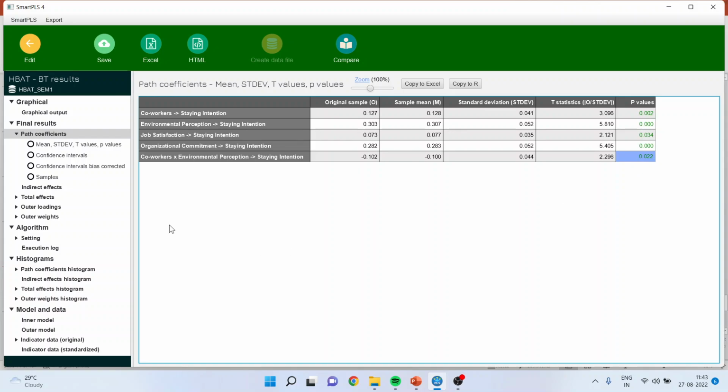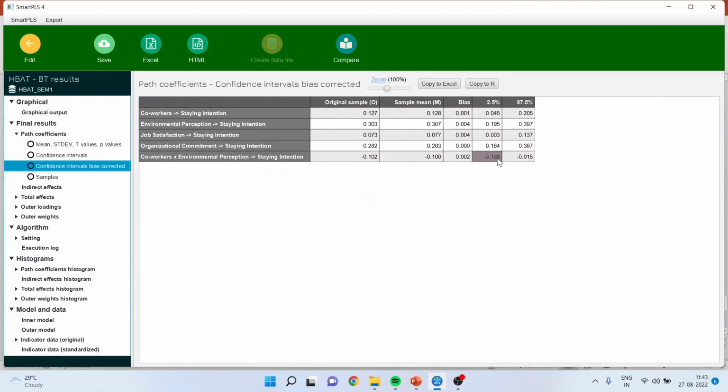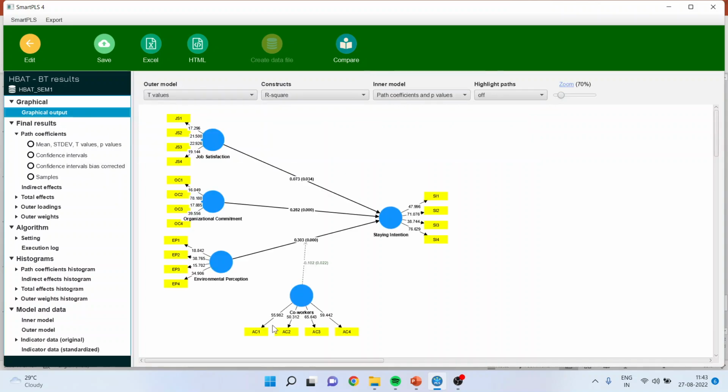This we can further confirm by confidence intervals bias corrected. This confidence interval should not consist of zero in between. If 0 is in between, it means that this relationship is insignificant. As 0 is not there, see, the range is minus to minus. It means that this interval does not consist of 0. If it was minus some number to positive of some number, then 0 would be present in this range and this relationship would become insignificant. So, this moderation effect is significant.